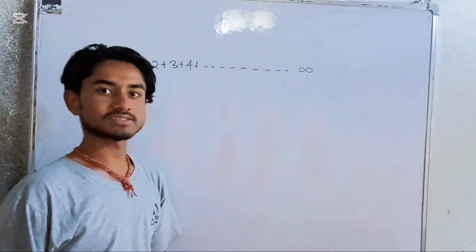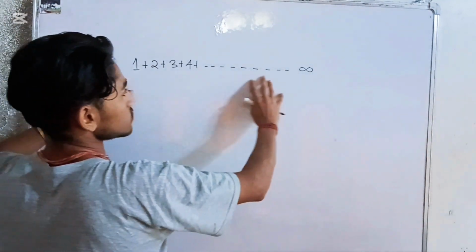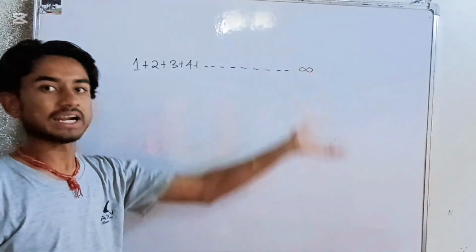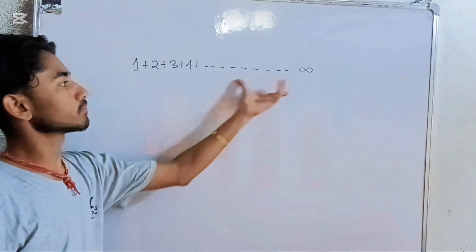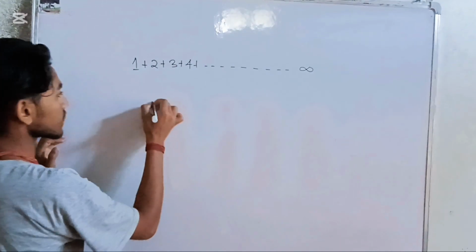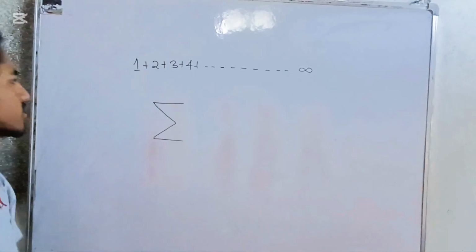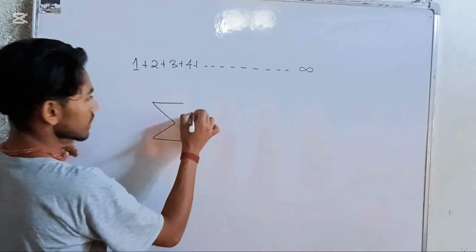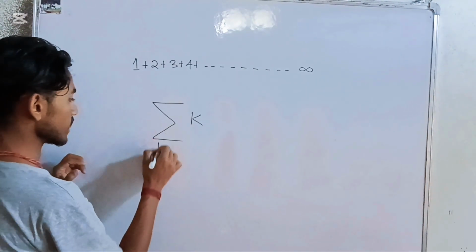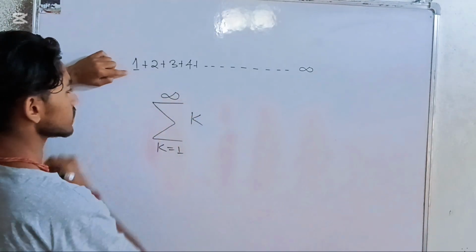Let us consider another example that goes like this: 1 plus 2 plus 3 and so on up to infinity. The basic idea of writing this whole bunch of mathematics in terms of summation is that you have to find the upper and lower limit. First you have to add a new variable. Let us say k is our new variable, and k starts from 1 and goes to infinity.